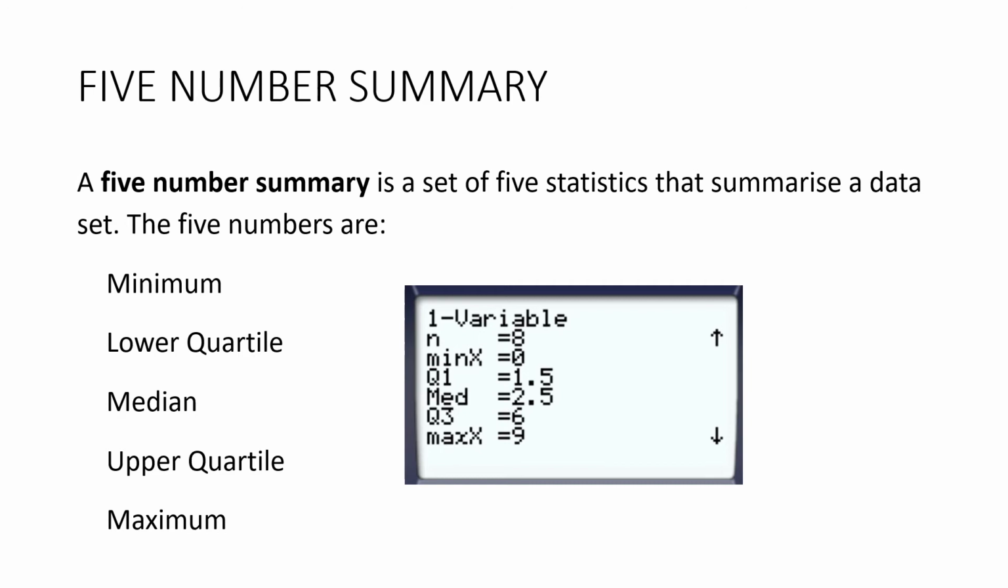Which brings us to the 5-number summary, which is a set of 5 statistics that summarize a data set. And the 5 numbers are the minimum, the lower quartile, the median, the upper quartile, and the maximum. And we can get all of those from our calculator.